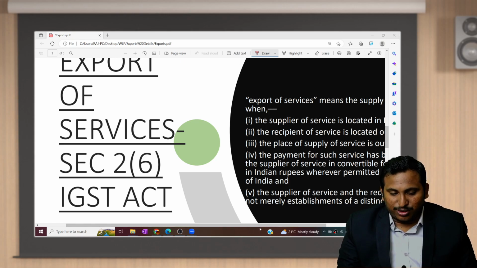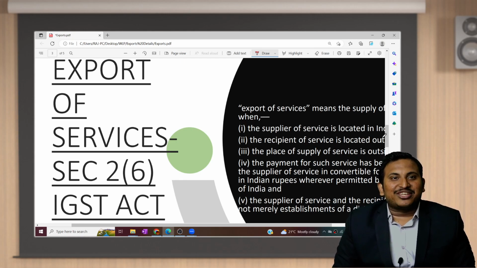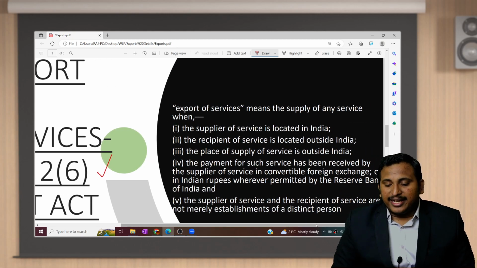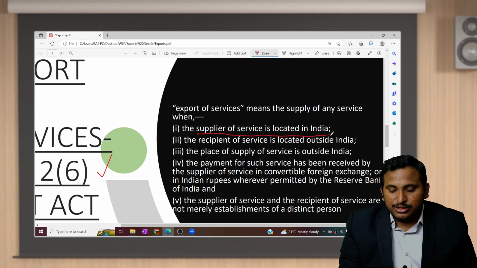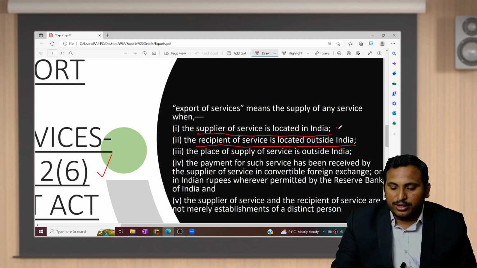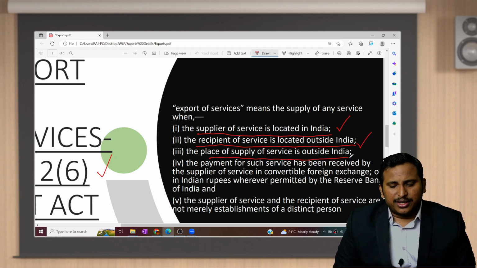Then what is this export of services, sir? Now listen carefully, the definition has become bigger. Export of services under section 2 subsection 6 of the IGST Act. Now let me read it for you first, then I'll explain. Export of services means the supply of any service when the supplier of service is located in India, the recipient of service is located outside India. You have to observe that the supplier is located in India and the recipient is outside India. The place of supply of service is outside India, that we have already discussed.